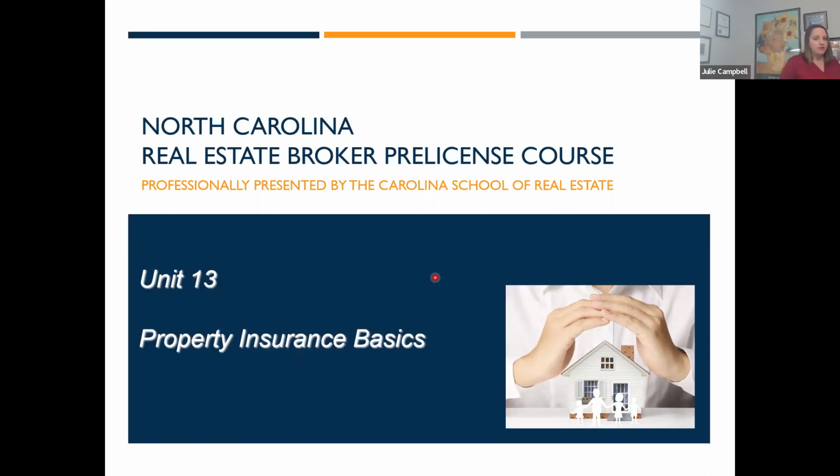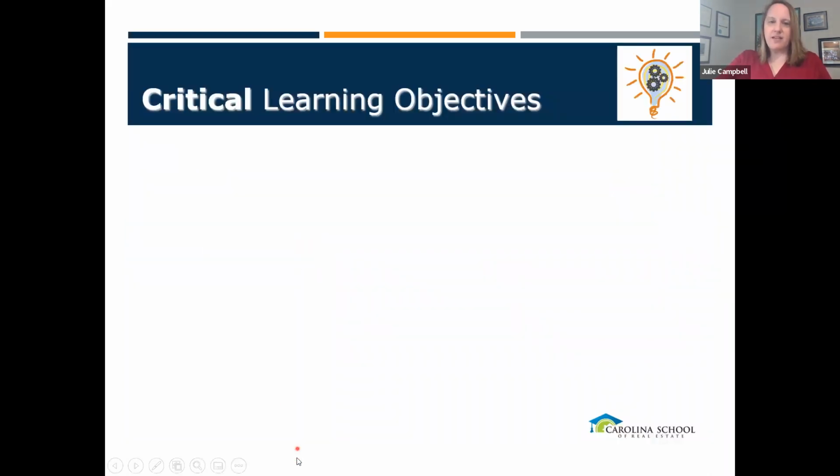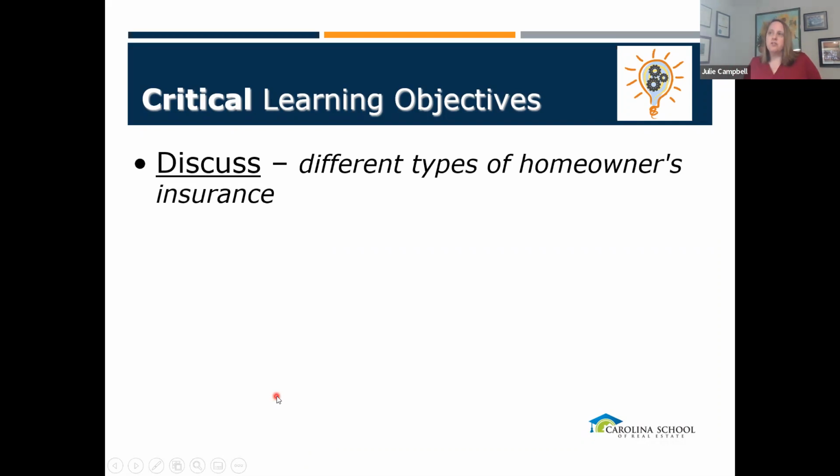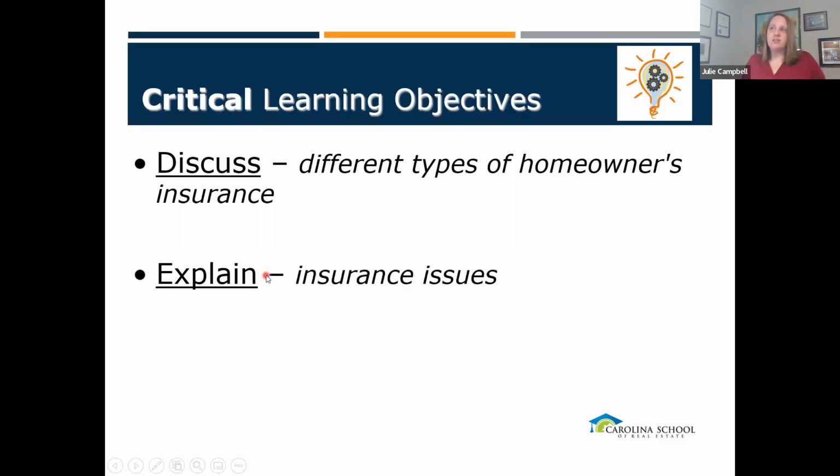If your buyers or sellers have any questions about their homeowner's insurance, we need to advise them to call their homeowner's insurance agent. All policies are different. Not all homeowners insurance agents are created equally. So we need to encourage them to call their agent. But we're going to get some basics. So in this unit, we're going to talk about the different types of homeowners insurance, and we're going to explain some insurance issues.